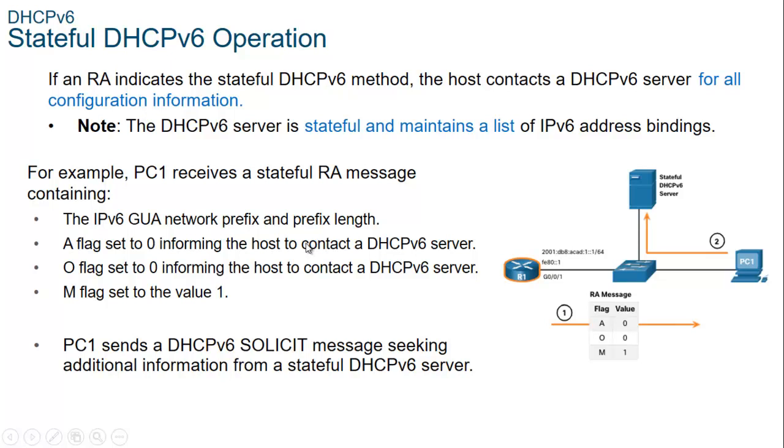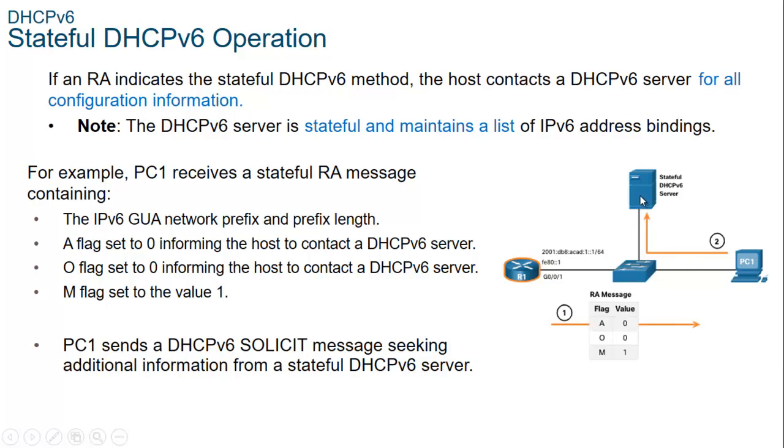So within the RA, we would have the IPv6 GUA network prefix and prefix length. The A flag is set to 0. The O flag is set to 0. And the M flag is set to 1. So after receiving this router advertisement message, the PC then sends a solicit message to the DHCPv6 server to get information.